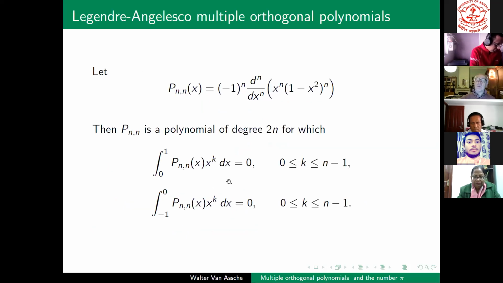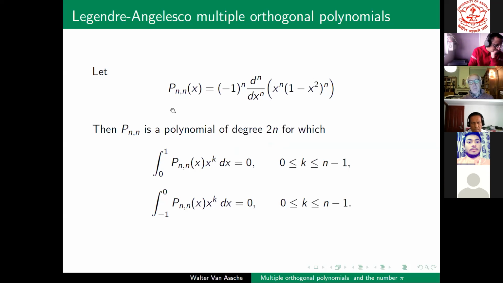It gives you also an upper bound, which I will explain in a minute. Now we'll move to the multiple orthogonal polynomials. These are the polynomials that you get by this type of Rodrigues-type formula. You take the polynomial x^n (1 - x^2)^n and take the nth derivative. It looks like the Legendre polynomial, but it isn't, because I have an x squared over here. The Legendre polynomial would not have this square.